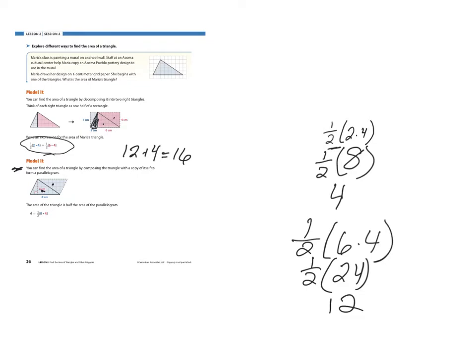That's the strategy that I focused on. So my area is half of my base times height. My base is 8, my height is 4. Half of 32 is 16 centimeters squared. Okay, so the formula, remember, is half of your base times your height.